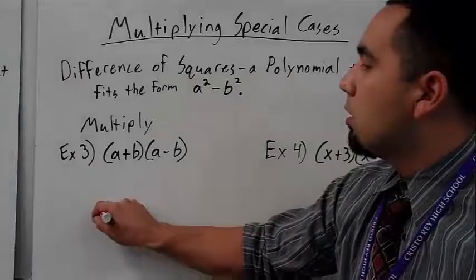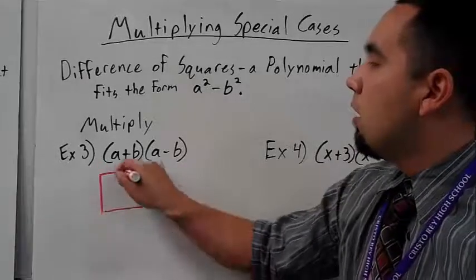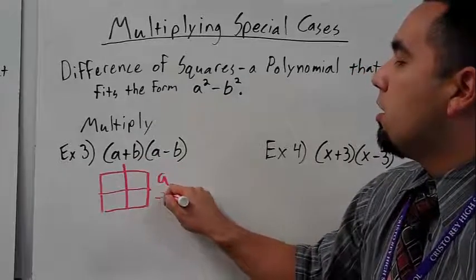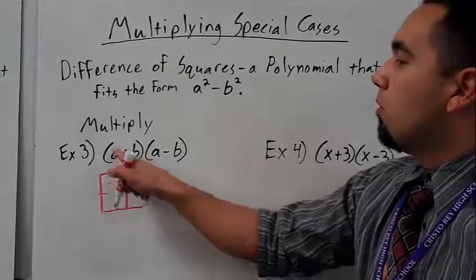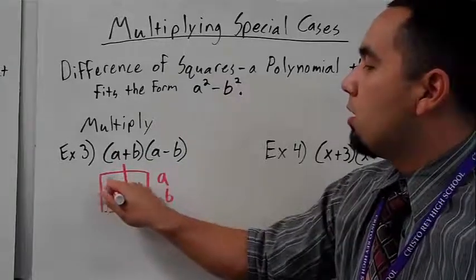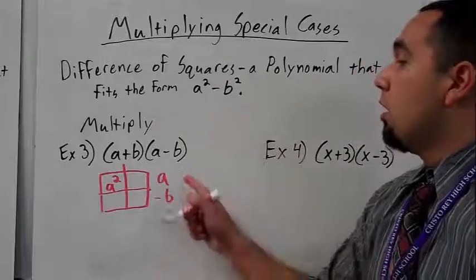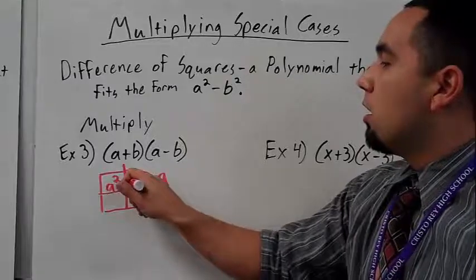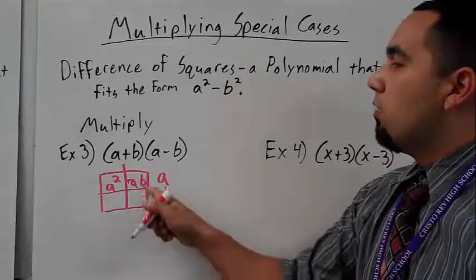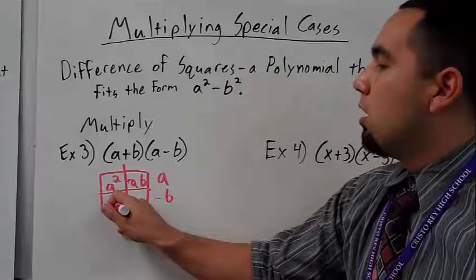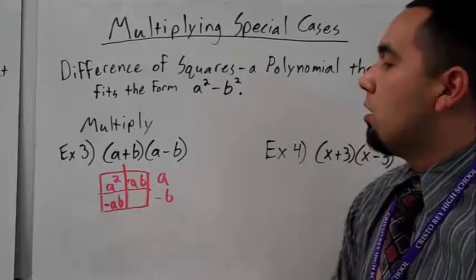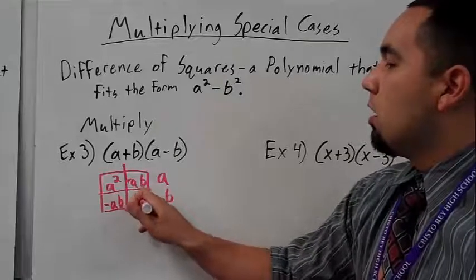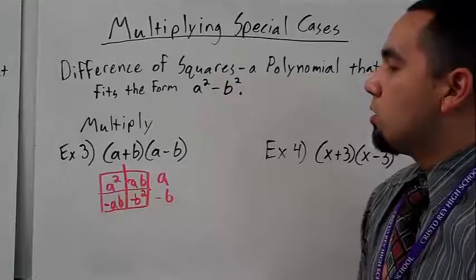So, going back to example number 3, I'm going to use my box. And I have a and a negative b up here. And I'm going to multiply it. A times a, well, I get a squared. A times b, well, I get ab. And again, that's a positive. Negative b times a, well, that's negative ab. And negative b times positive b gives me negative b squared.